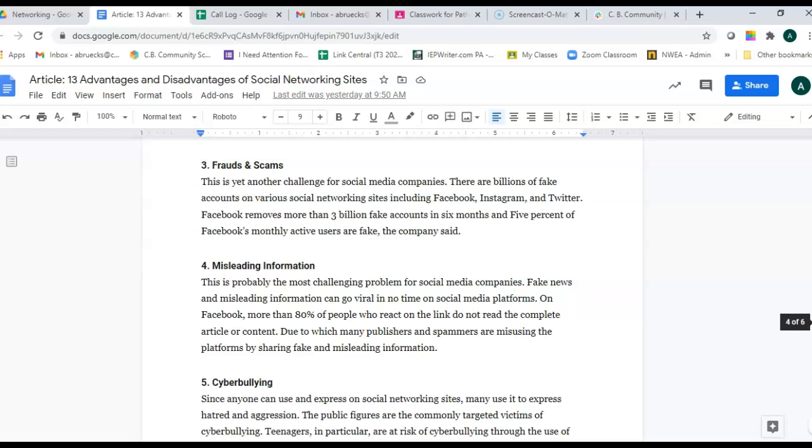You might post an article that you find interesting, but the title to it is a little controversial, and people will just read the title and go, oh my God, and they'll make all these assumptions about it, and they'll start a fight on Facebook without actually reading the article, which is a problem. It's a real problem.